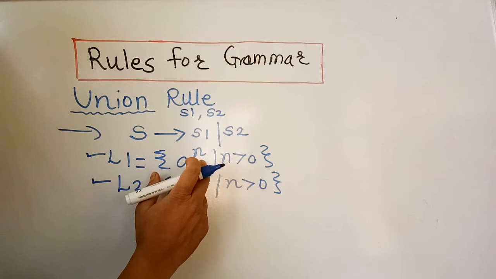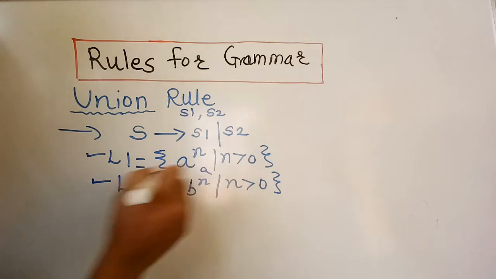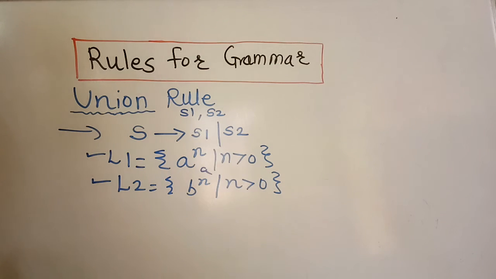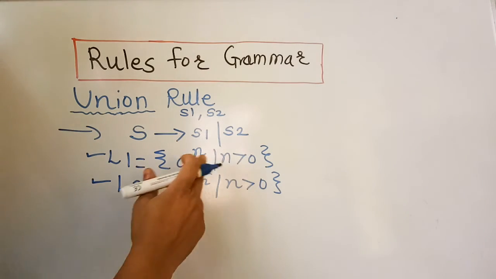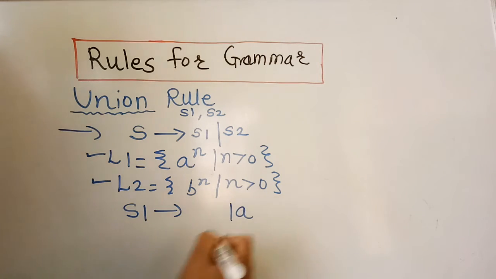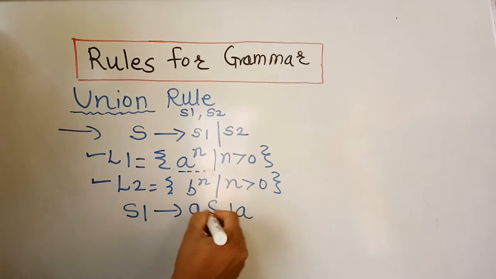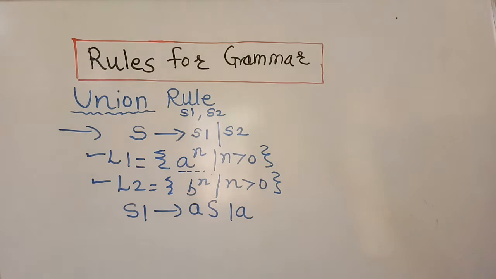While talking about a raised to n, n greater than 0, there is the existence of a single a. So for such a case, we will take a grammar line. For the existence of a single a, we produce a. Then for multiple a's, it is recursive, so it is aS1. From previous videos, we are all aware of how to generate recursive grammars.